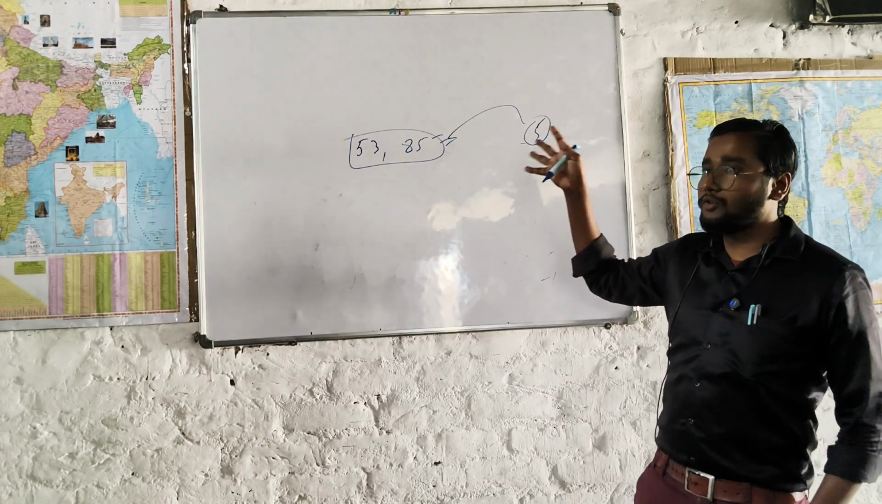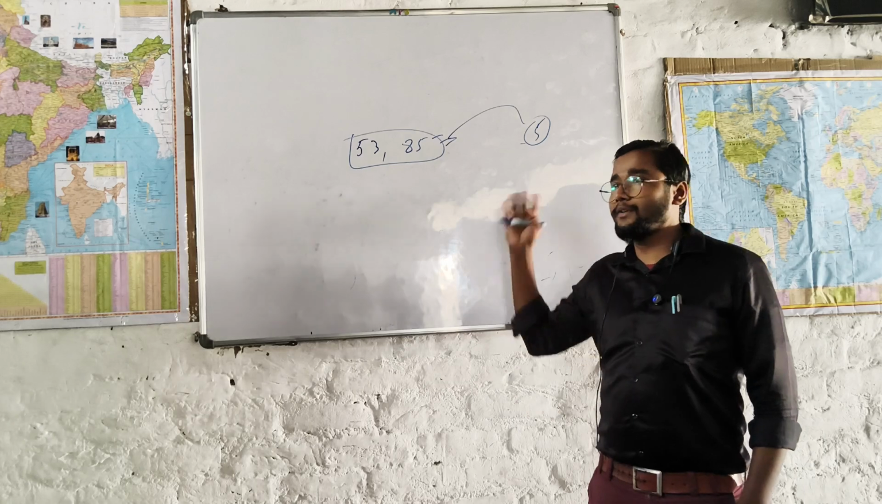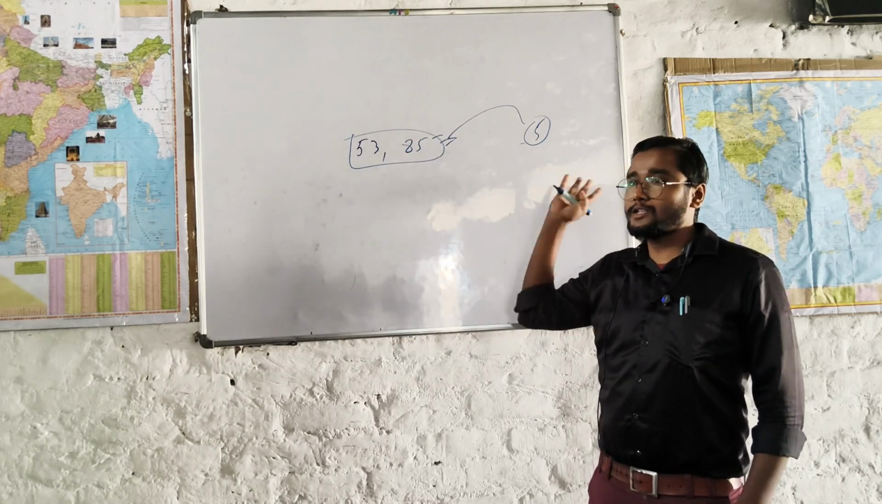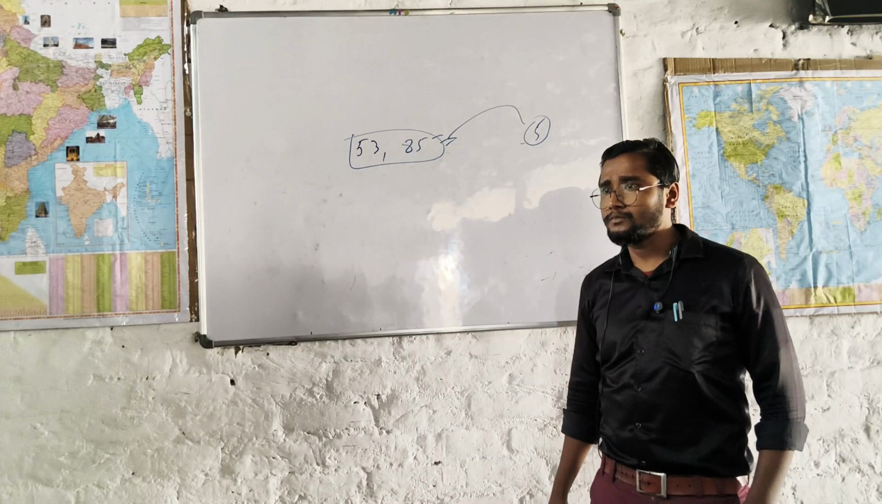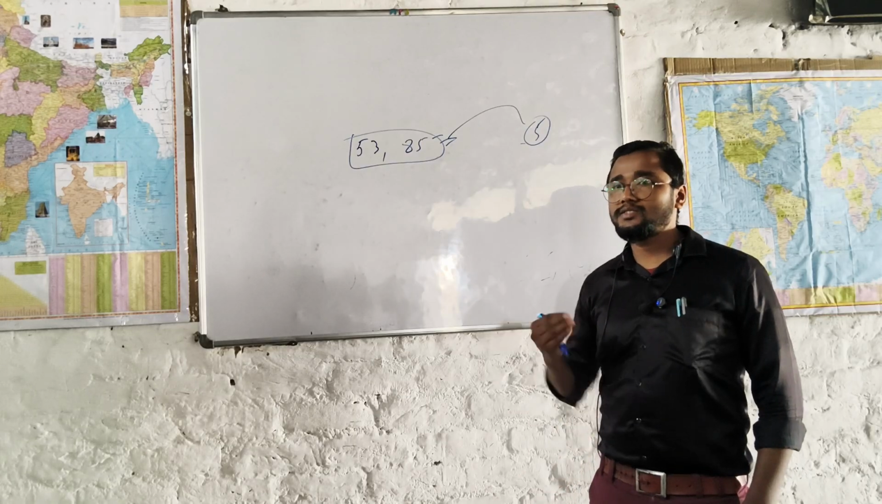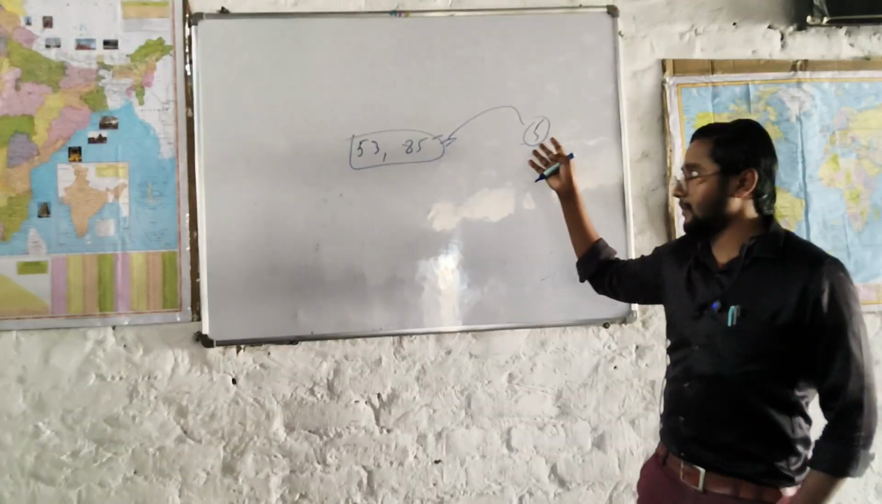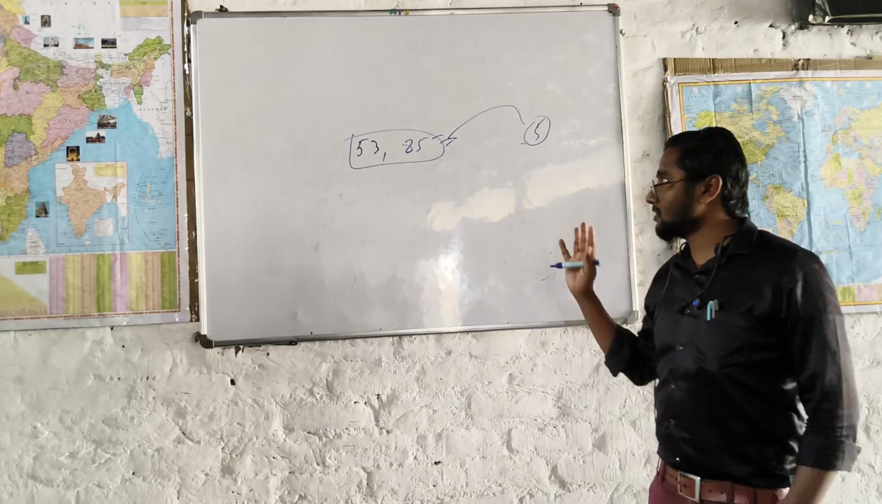One more time, try to understand. The question is saying to find the greatest number that will divide 53 and 85, giving the remainder of 5. In each case means 5 is the remainder in 53 as well as 5 is the remainder in 85. So understand the concept now. You will say, sir, it's very easy.